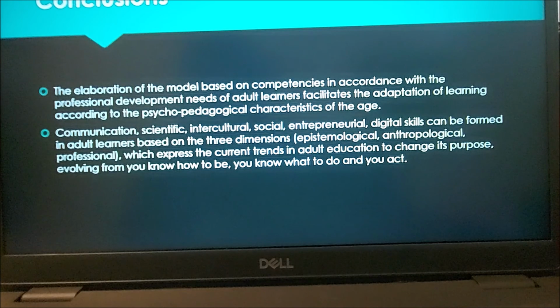Communication, scientific, intercultural, social, entrepreneurial, and digital skills can be formed in adult learners based on the three dimensions: epistemological, anthropological, professional, which express the current tendencies of adult education to modify its purpose, evolving from knowing to be, to know what you have, and to do and act.